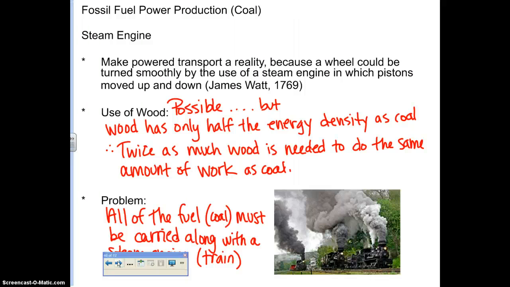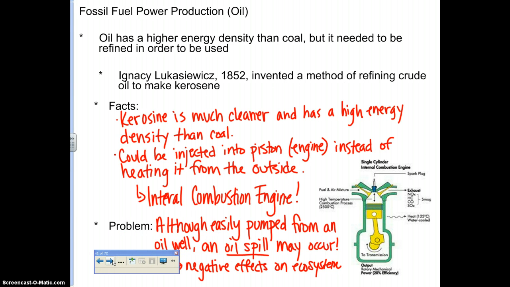So a problem: all of that fuel, all that coal, must be carried along with the steam engine when you're transporting it from part A to part B. Oil has a higher energy density than coal. Good to know. But it needed to be refined in order to be used. So a gentleman in 1852 came up with kerosene.